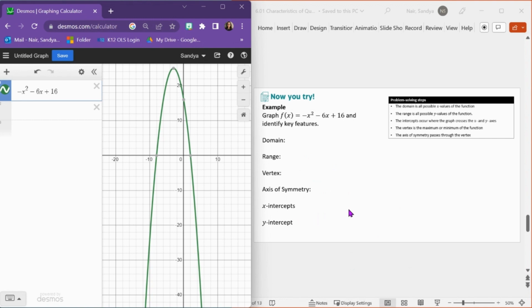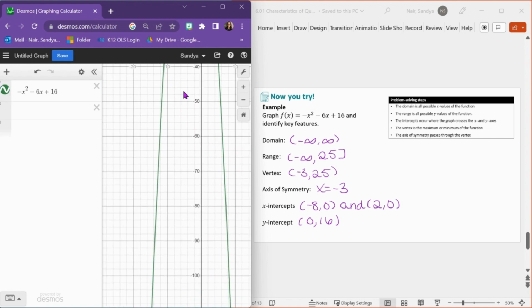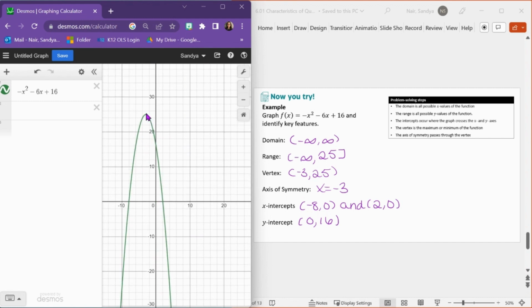So to solve this problem, you're going to start off by graphing it in Desmos. When we look at the graph of this function, notice that the domain will include all real numbers for x, so it'll go from negative infinity to positive infinity. The range, well, the lowest value is down here somewhere and it goes on forever. So the range is going to start off at negative infinity, but then it's going to go up to this highest y value, which is at positive 25. So the range is going to go from negative infinity to positive 25.